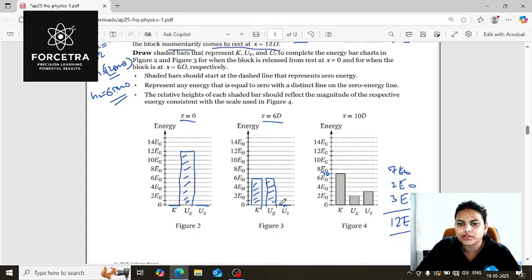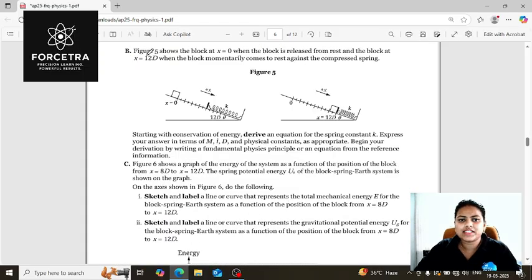And this would be 0. Let's solve part B, which says: Figure 5 shows the block at x equals 0 when the block is released from rest, and the block at x equals 12D when the block momentarily stops at rest against the compressed spring. Starting with conservation of energy, derive an equation for the spring constant K.